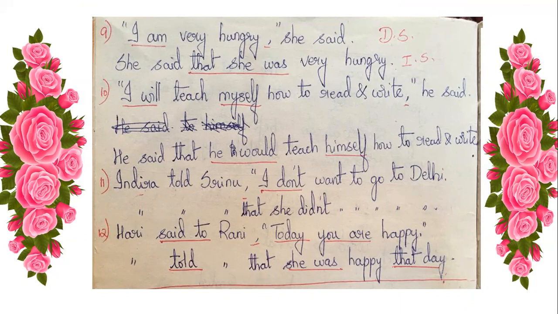Look at the next example. "I will teach myself how to read and write." He said. He said that he would teach himself how to read and write. Indira told Srinu, "I don't want to go to Delhi." Indira told Srinu that she didn't want to go to Delhi.